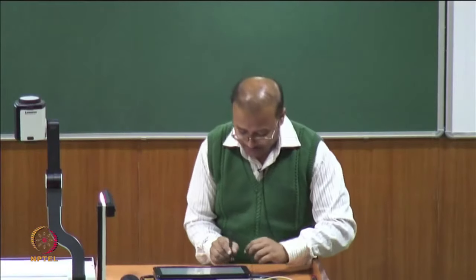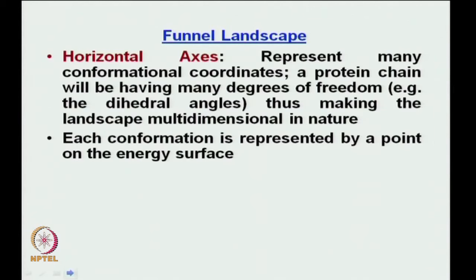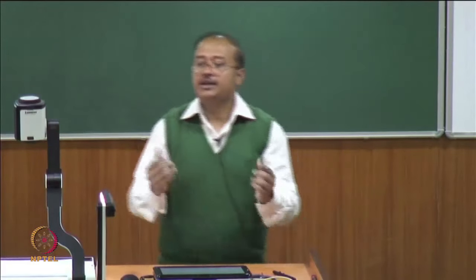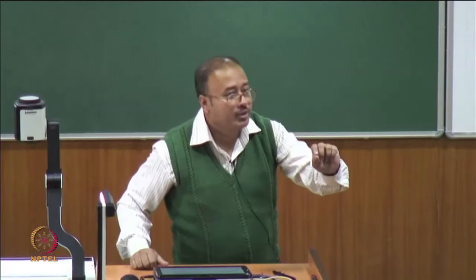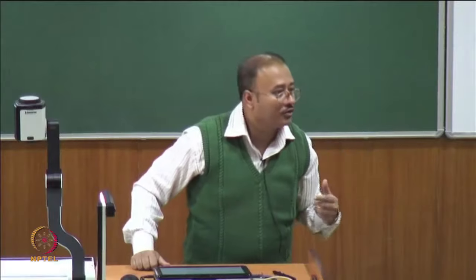Okay. So then essentially your horizontal axis is your entropic axis. Each conformation is now represented by a point on the energy surface. So now that makes sense. If you have a pressure temperature plot, then at one point you get the corresponding pressure and the corresponding temperature. Similarly, in the energy landscape, each point gives you the corresponding conformation, say the phi angle, psi angle, whatever. Okay.